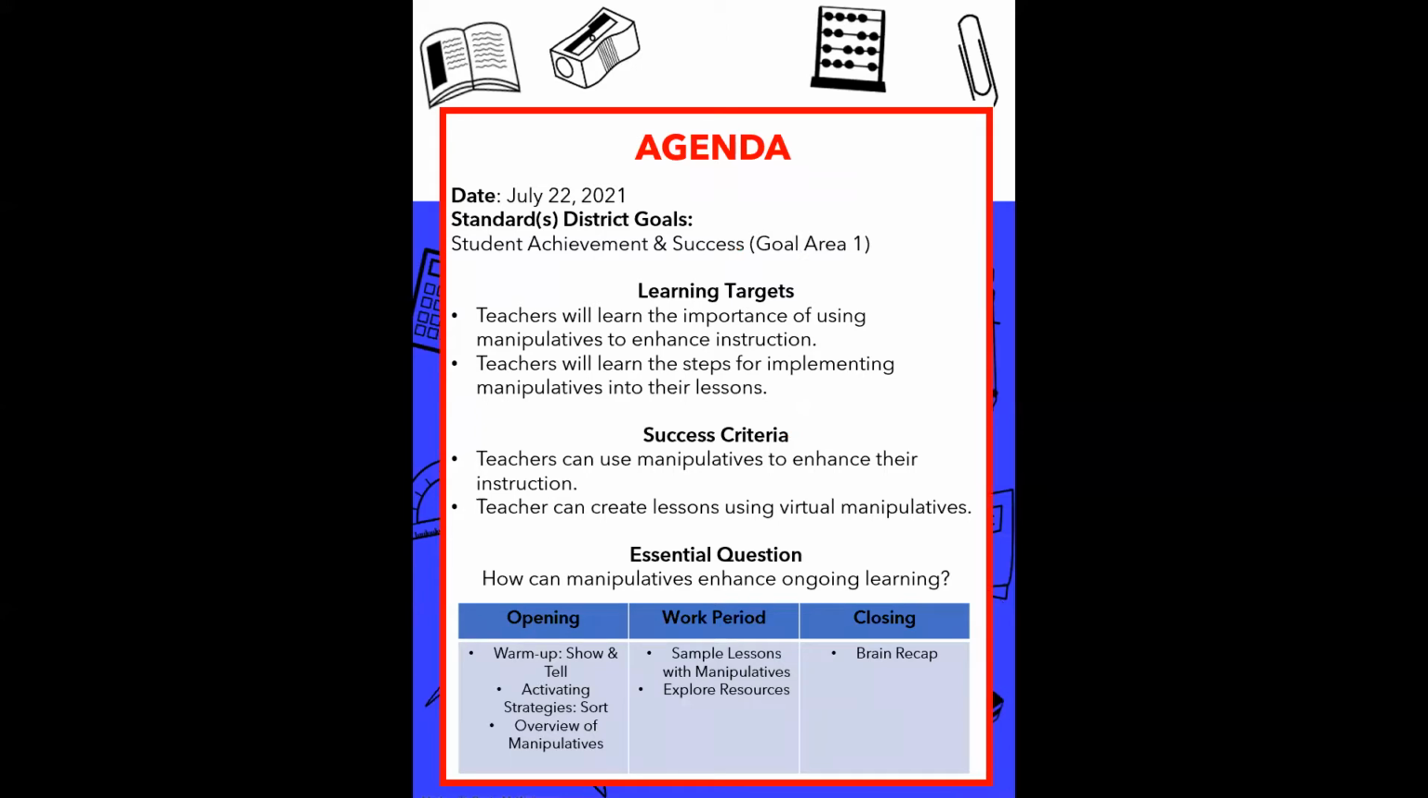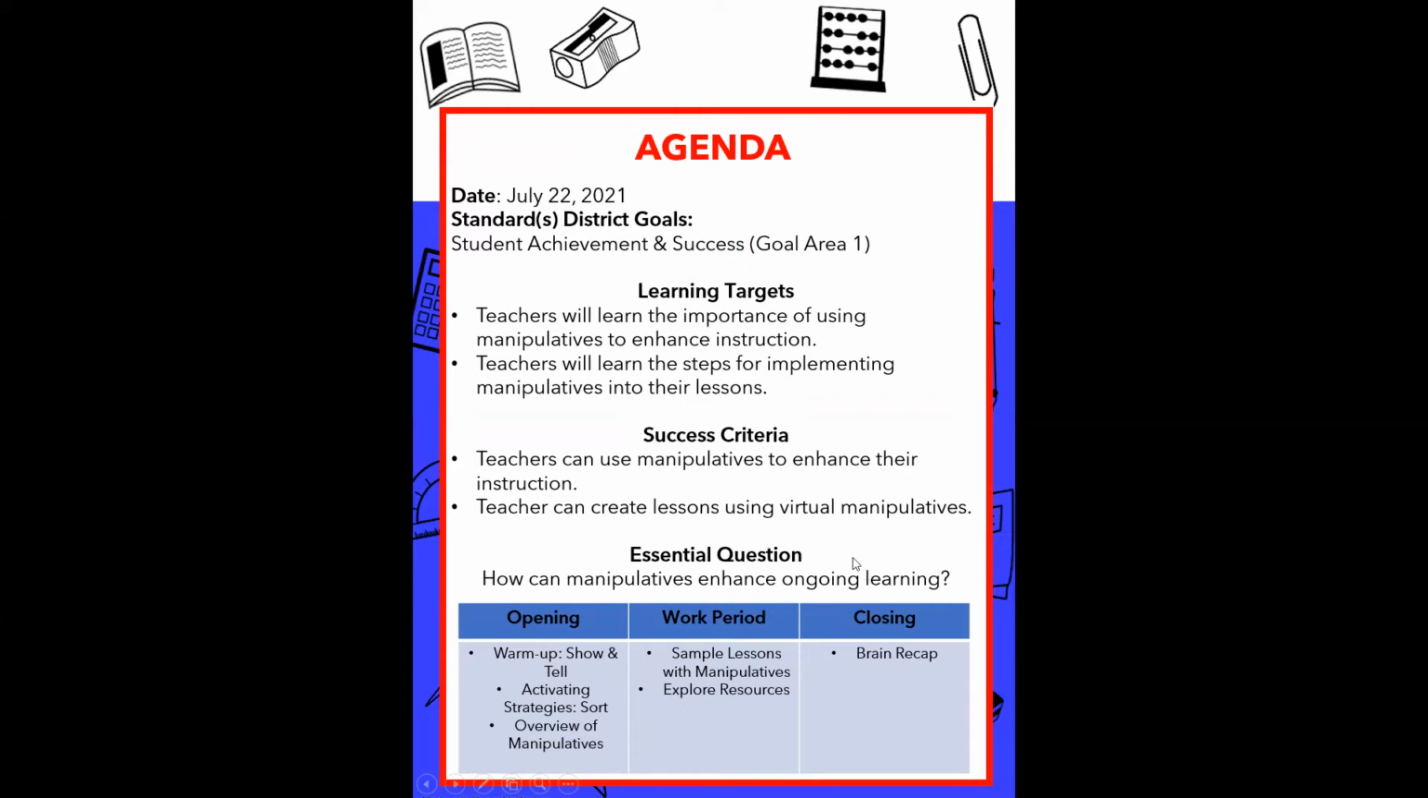So the agenda for today: teachers will learn the importance of using manipulatives to enhance instruction. Teachers will learn the steps for implementing manipulatives in their lessons. And by the end of this presentation, you should be able to create lessons using virtual manipulatives. So we're going to go through an opening, work period, and closing.